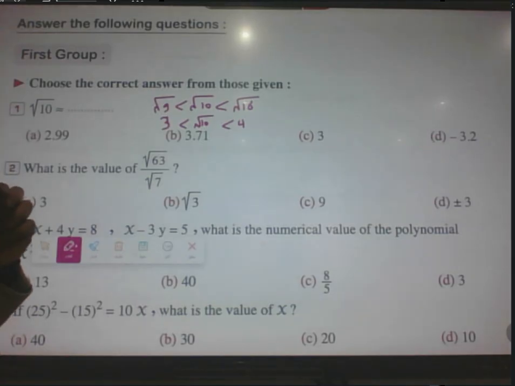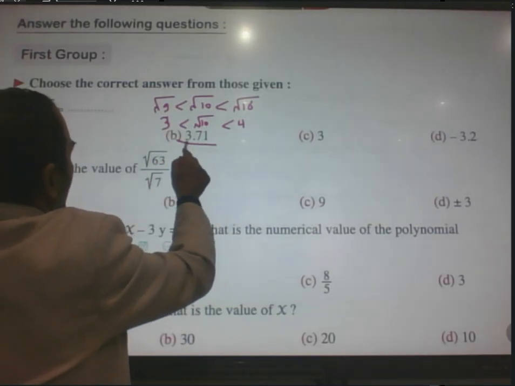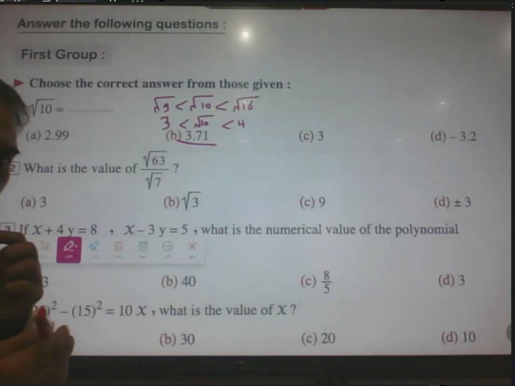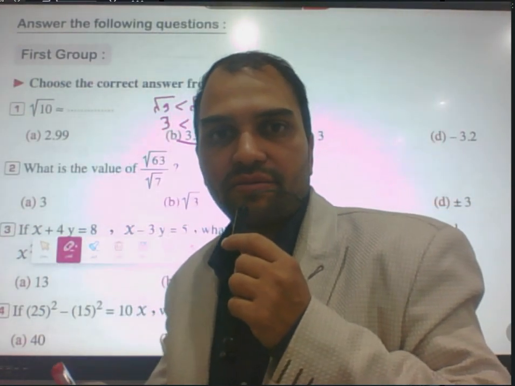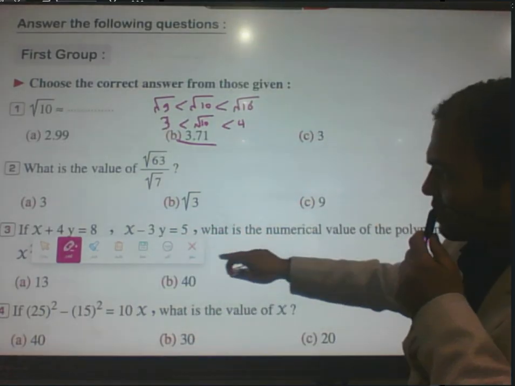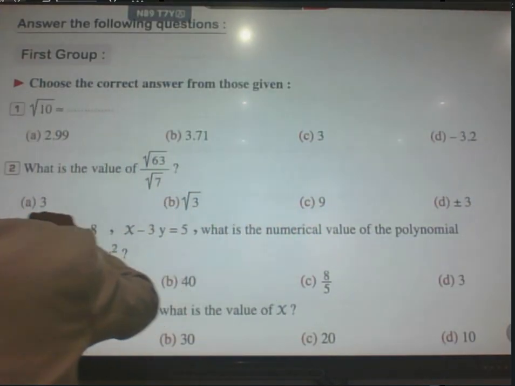Okay, this is a decimal. Choose the number that lies between 3 and 4, it will be 3.71. Or you can use calculator to find the answer, square root of 10, and then write the decimal number to write the answer. Okay, next question, square root of 63 divided by 7.